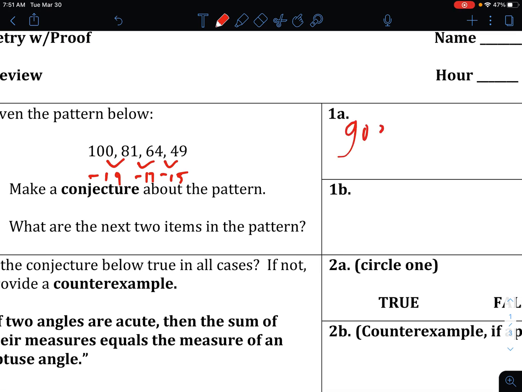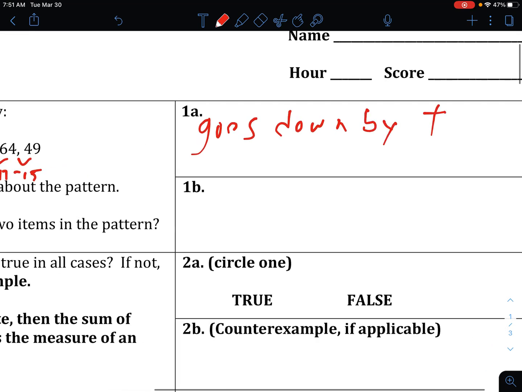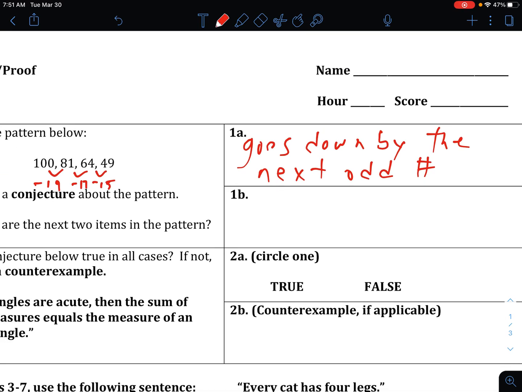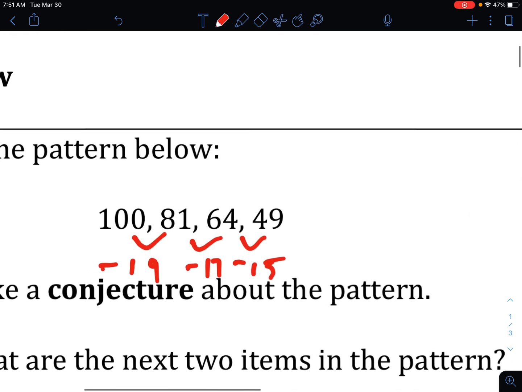Okay. So it goes down by the next odd number. So 36, and then it would be subtract 11 and get 25.